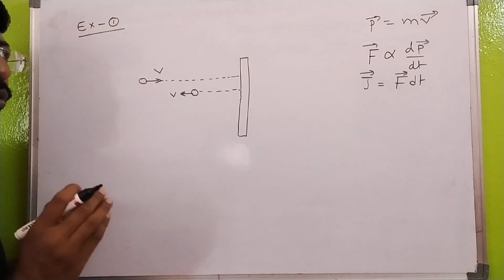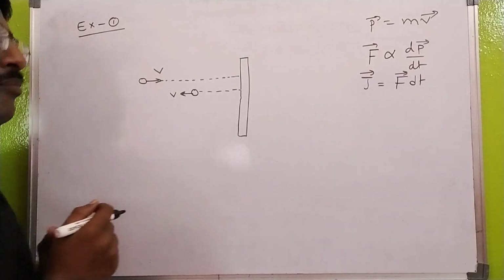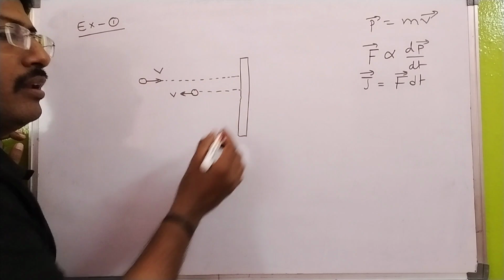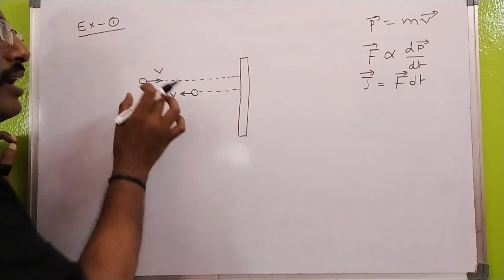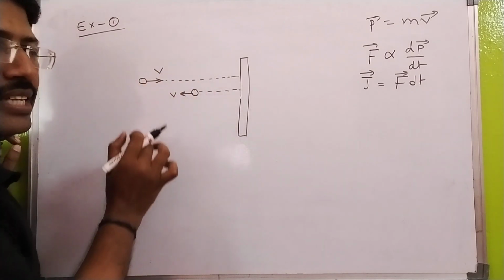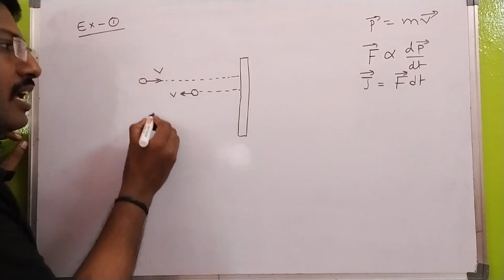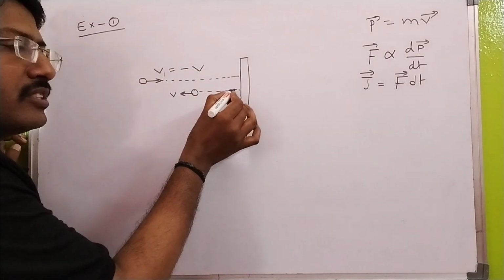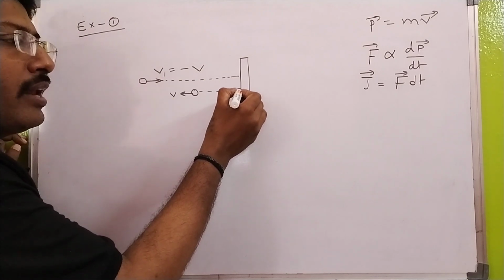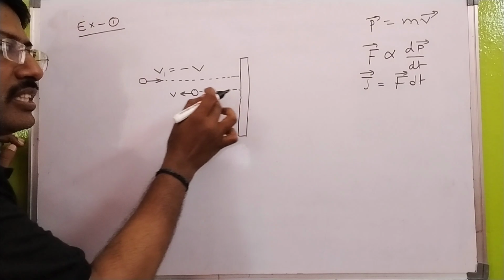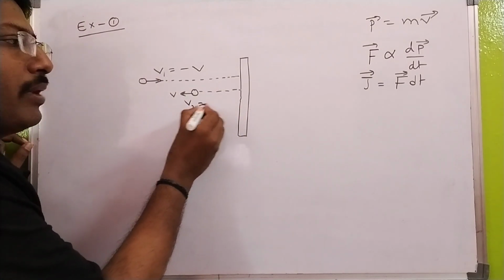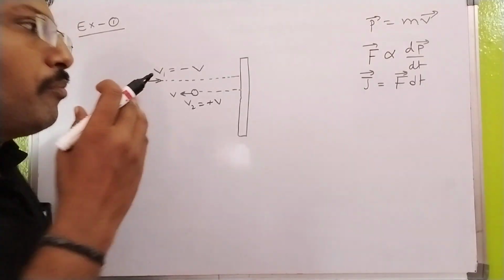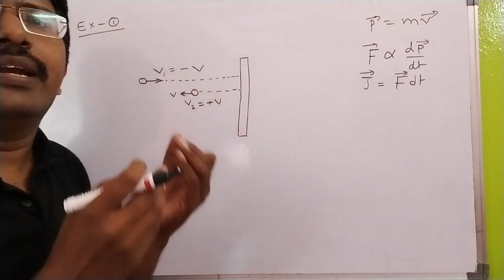Okay. Now they are asking the question, what is the change in momentum? See here, when the ball is moving toward the wall, I consider minus. Why? Because the distance decreases. When the distance decreases, I consider a negative sign here. This is minus v. Next, when the ball strikes the wall, it rebounds with the same speed. When the distance increases, I take plus. So when the ball is moving toward the wall, I take minus. When the ball is moving away from the wall, I take plus.